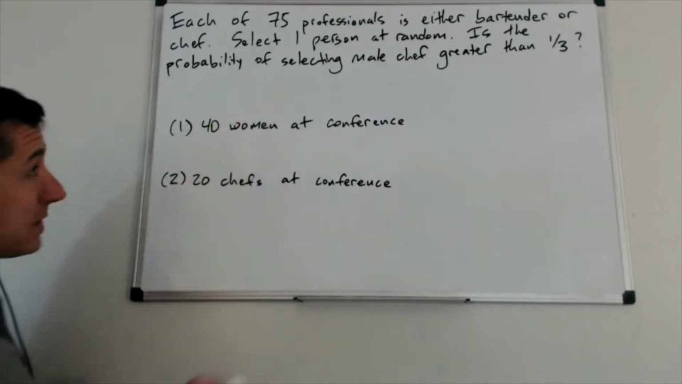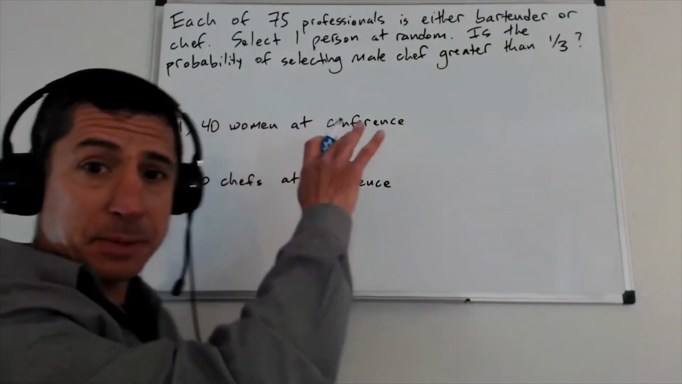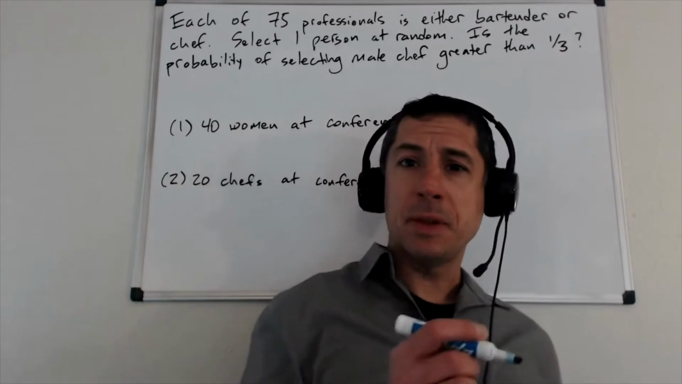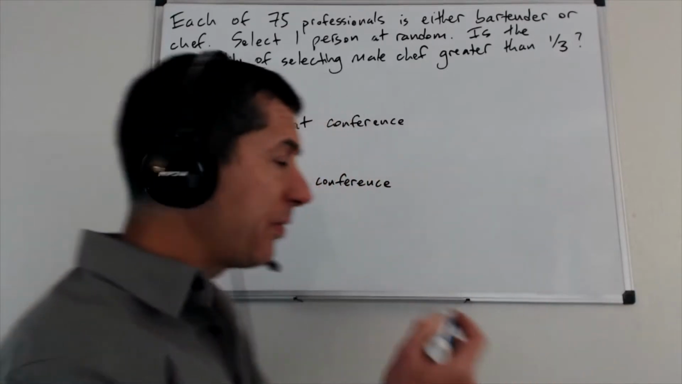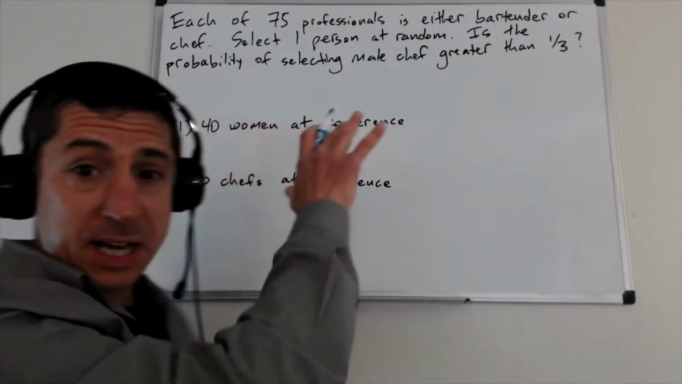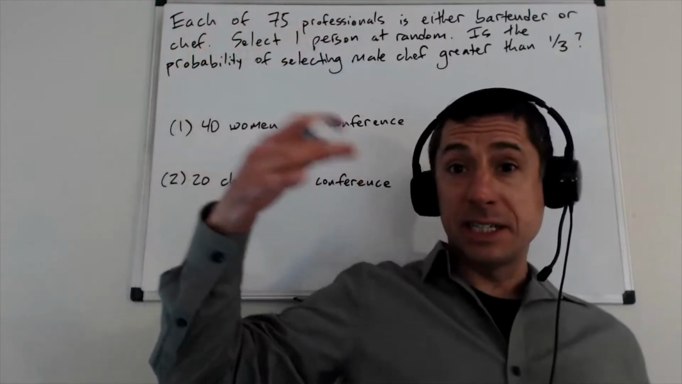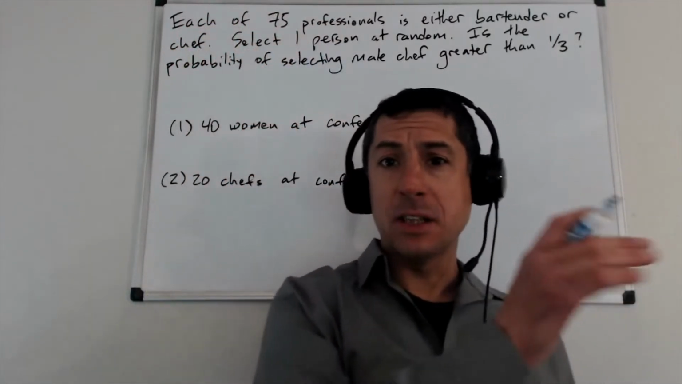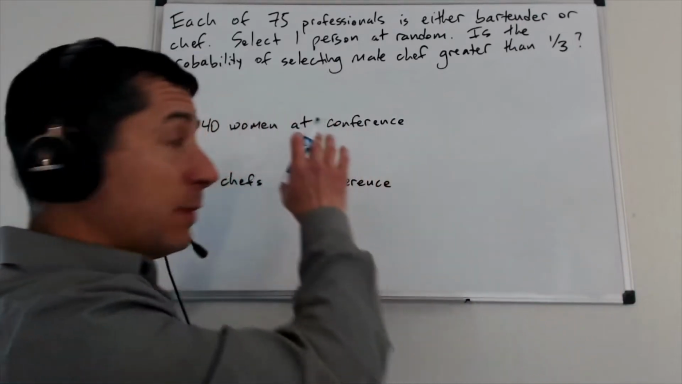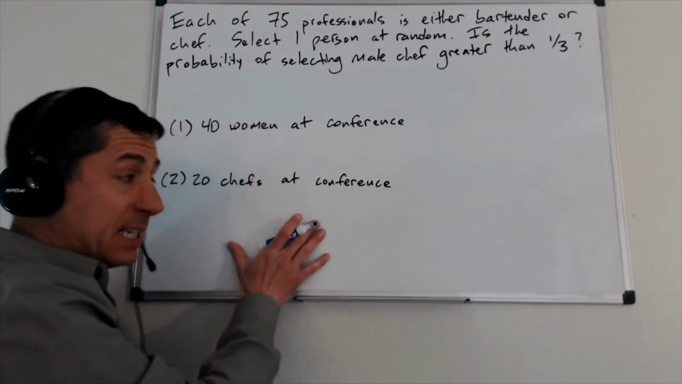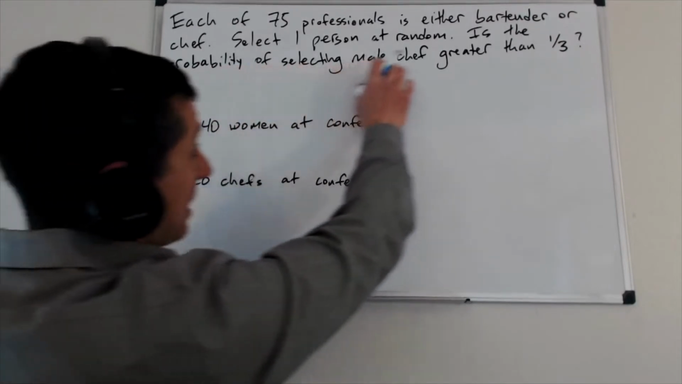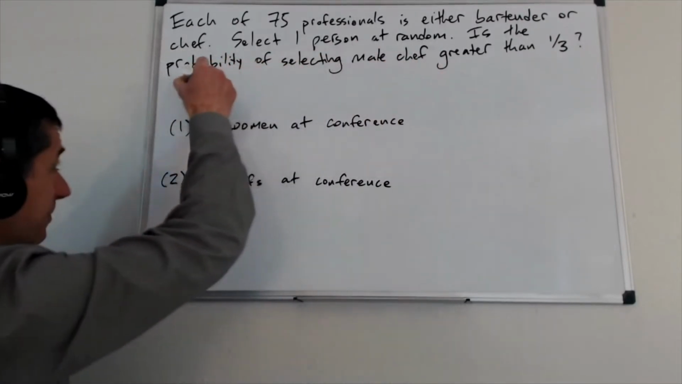Here, fairly straightforward sounding data sufficiency question. We got 75 people at a conference. They're all either bartenders or chefs, and we're going to select one at random. And we want to know is the probability of getting a male chef greater than 1/3. One of the things we talk about a ton in quite a few of our videos is on data sufficiency, anything you can do to refresh the question, rewrite it in a way that's logically equivalent, do it every time. That's going to help you a ton, save you a ton of time over the long haul on data sufficiency. So probability of selecting a male chef, is that greater than 1/3?